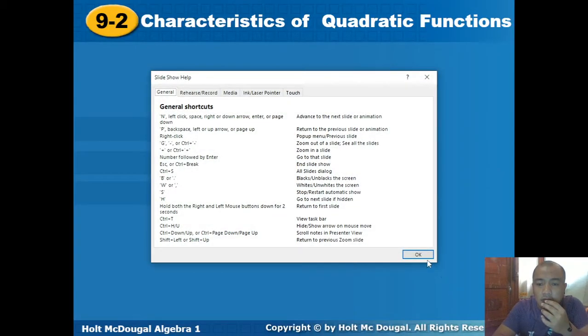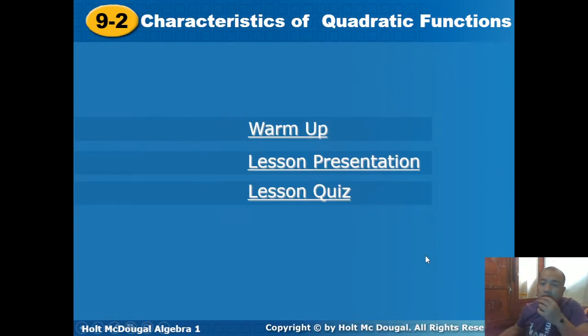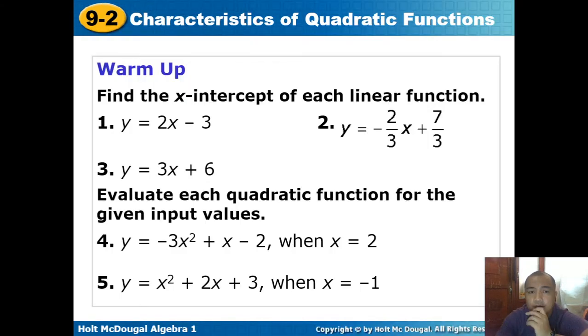Hello, grade 9 students. Let's continue our lesson on the properties of quadratic functions. This is now part 3 of our lesson on properties of quadratic functions, particularly the characteristics of quadratic functions. Let us first have a warm up before we proceed to the lesson proper.